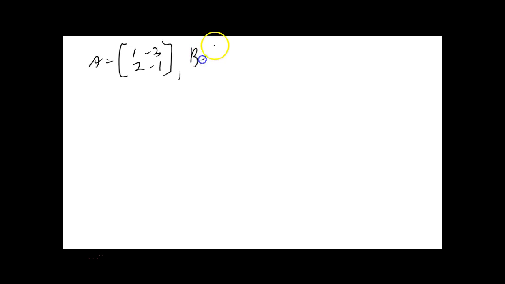Here's B: 1, 0, 2; 3, -2, 1. And here's C: -1, 0; 3, 1; 2, 4.